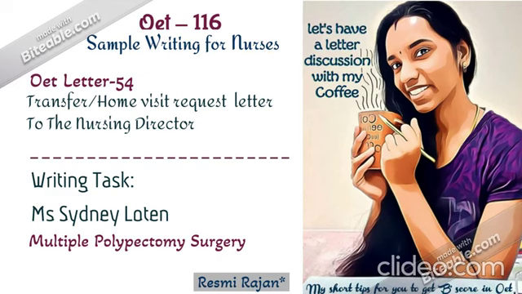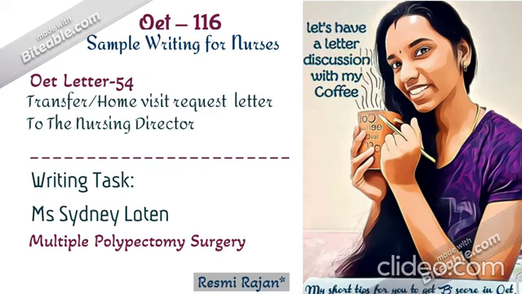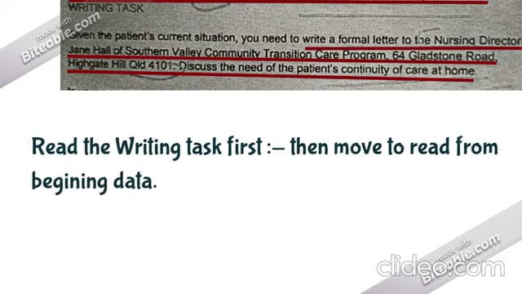So let us see the writing task first. Every time, you have to go to the writing task first, then you will come to know whether it is a known case or unknown case, to whom you are writing, and what is the requirement you want to tell the reader. And in some writing tasks, you can come to know what the recommendation paragraph may be. All these relevant data you can find from the writing task. So let us see the writing task for this particular letter.